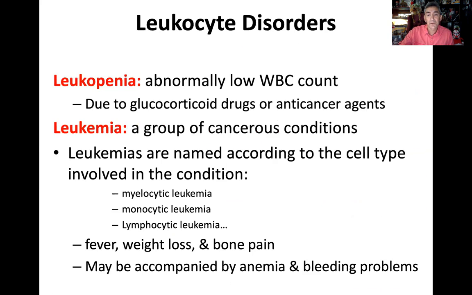So again, that's our condition. So leukemia is fever, weight loss, bone pain, can be accompanied by the anemias, because now you have too many white blood cells in the blood and not enough red cells, right? Can have bleeding problems because white cells now take up space that the platelets should be in there. So again, it just disrupts the whole system, right?